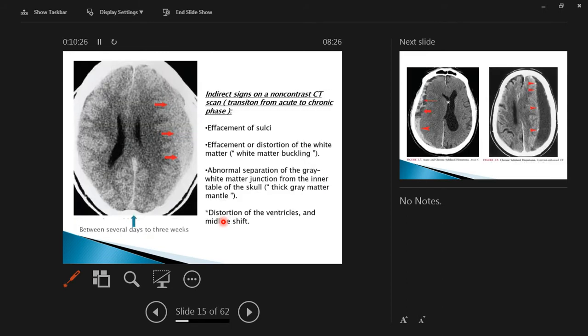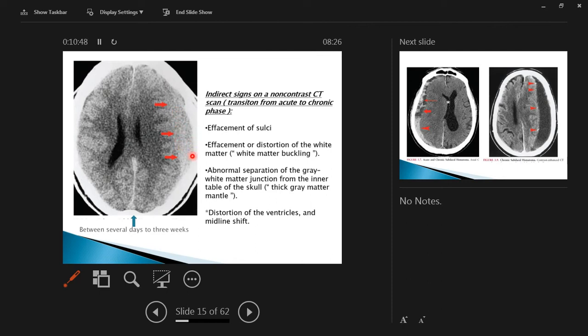We said that in the acute phase, it will be hyperdense. In the subacute phase, or transition from acute to chronic, it may become isodense to the brain tissue, but we have indirect signs on CT. This includes effacement of the sulci. Here, this is the collection, but it looks a little bit isodense to the brain tissue.